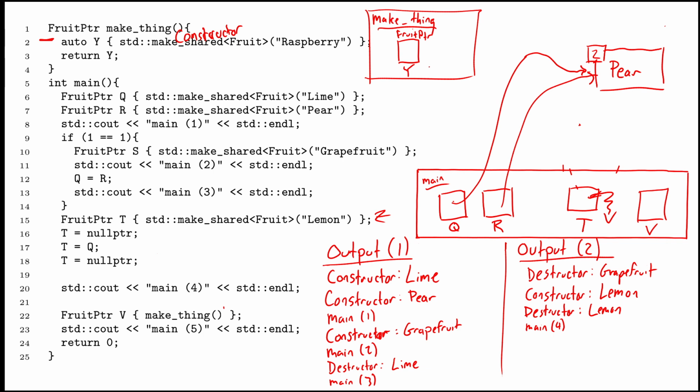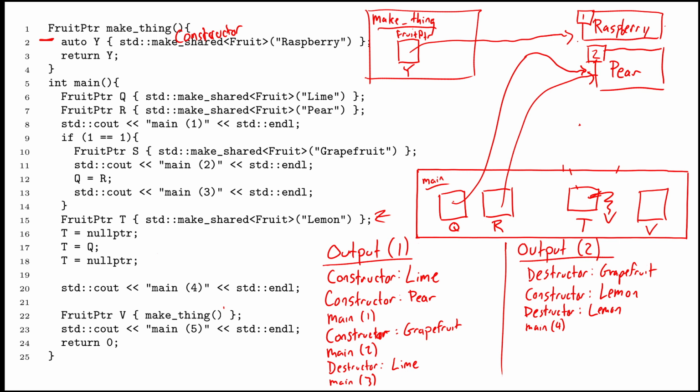So what is y? Well, I tell the makeShared function I would like a new object with the name raspberry. There it is. I spell raspberry correctly. I put it in a box. I give it its initial reference count of 1. And then I initialize y to point to that.